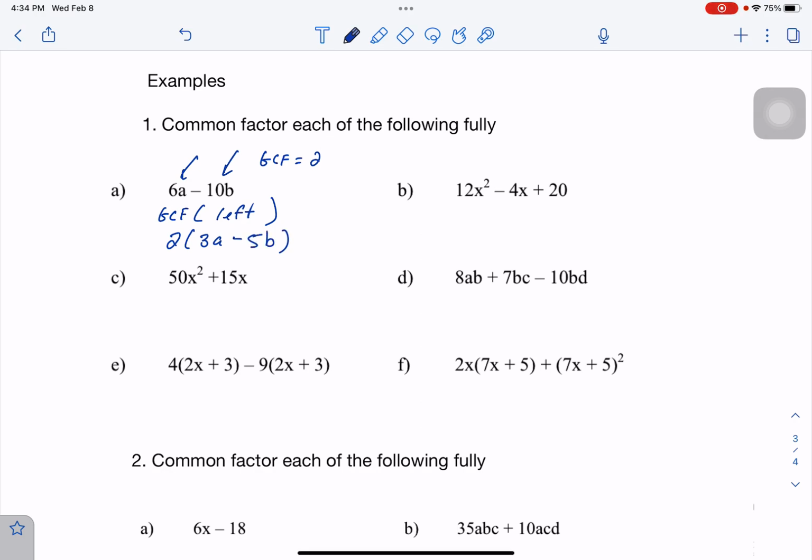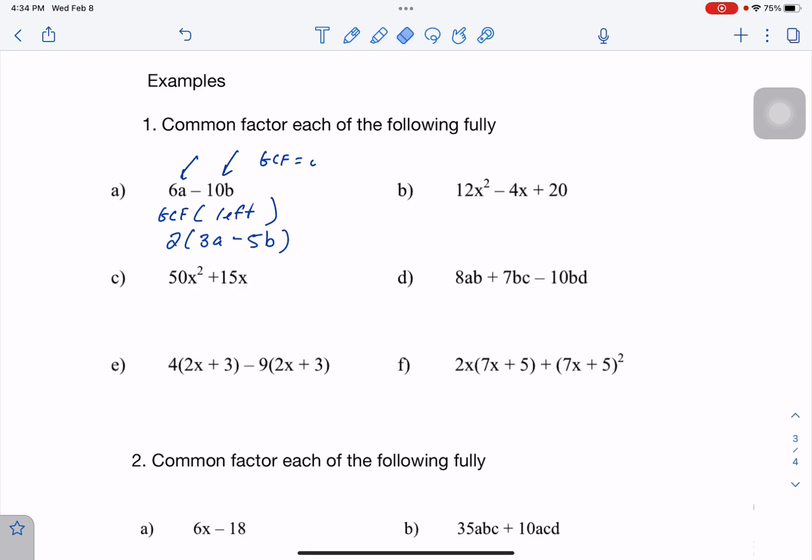Now look at that for a minute and make sure that makes sense to you. I have a 2. It will go back in to be 2 times 3A, which is 6A, and a 2 times negative 5B, which will go back to give me negative 5B.